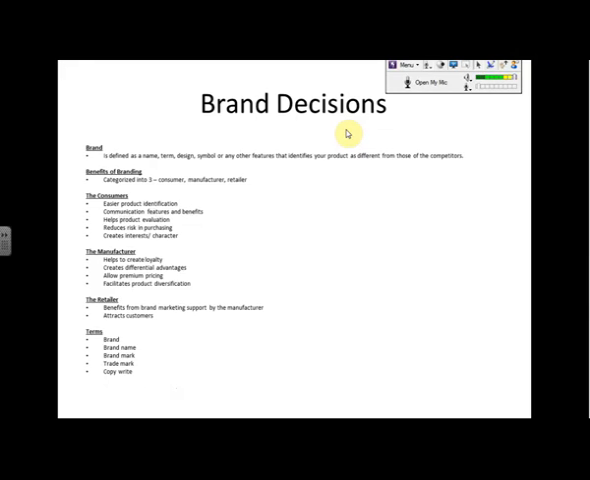Okay? Benefits of branding. What are the benefits of branding? The benefits are three. One, to the consumers. Two, to the manufacturer. Three, to the retailer. Let's look at the benefit to the consumers. The first thing that comes is that it is easier to identify the what? The product.